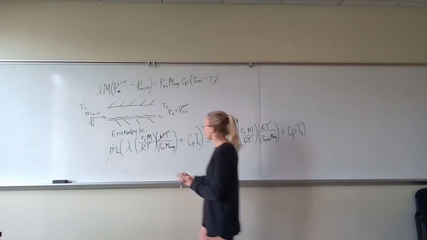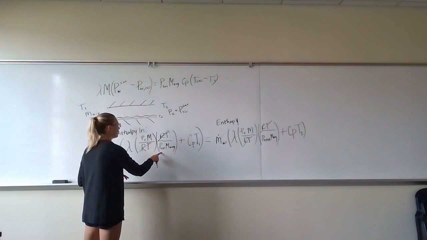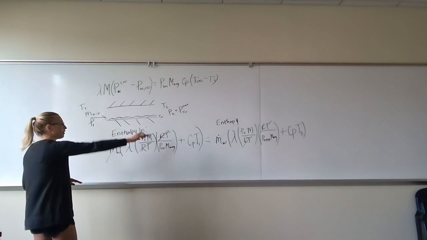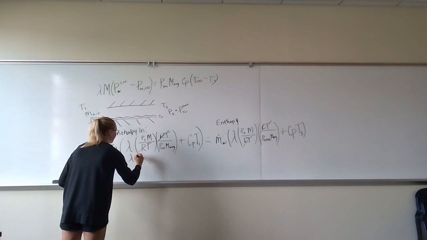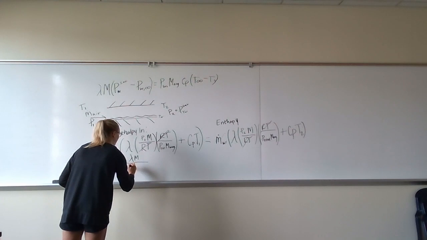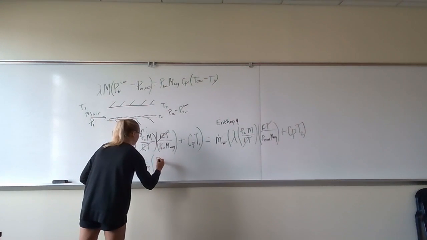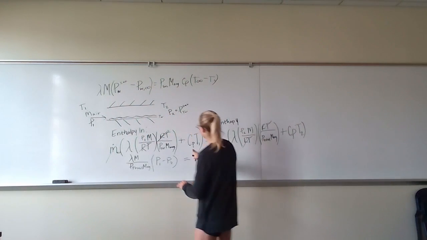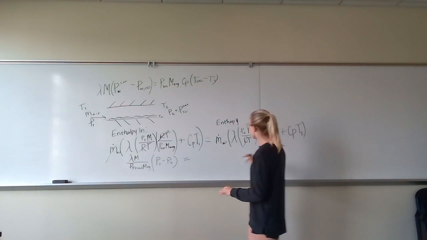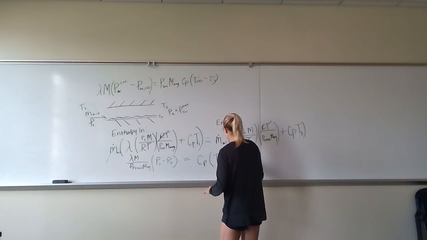And we can factor out the latent heat of vaporization, the molecular weight, the total pressure, and the average molecular weight. If we bring that over to this side, we have latent heat of vaporization times the molecular weight divided by the total pressure times the average molecular weight, and then we have P1 minus P2. And we can do the same for the heat capacity and temperature by bringing this over to this side of the equation. So we have heat capacity times the temperature going out minus the temperature going in.